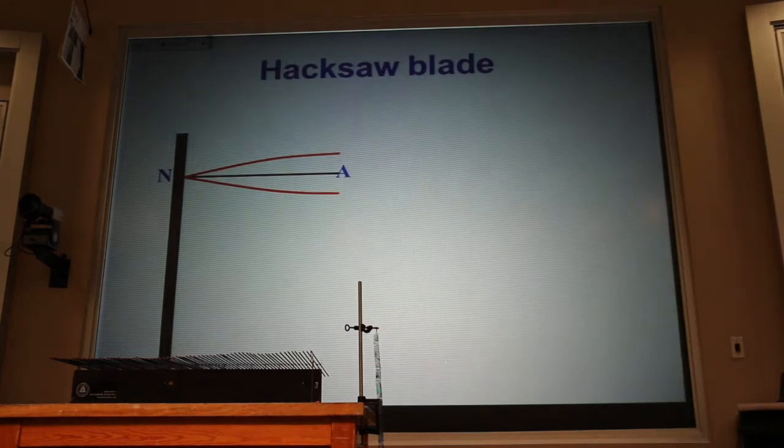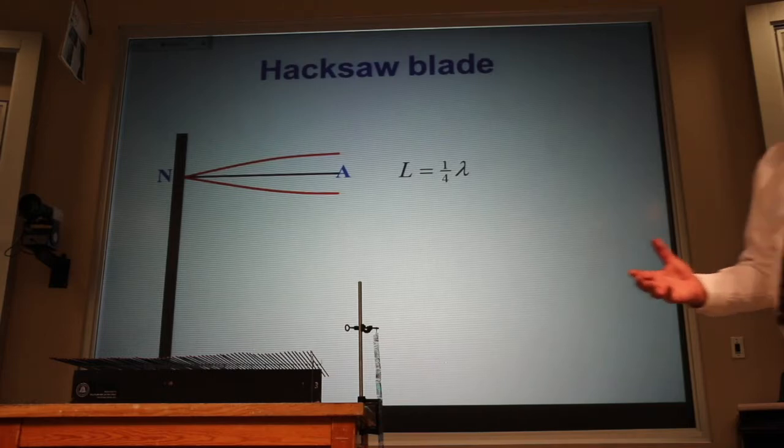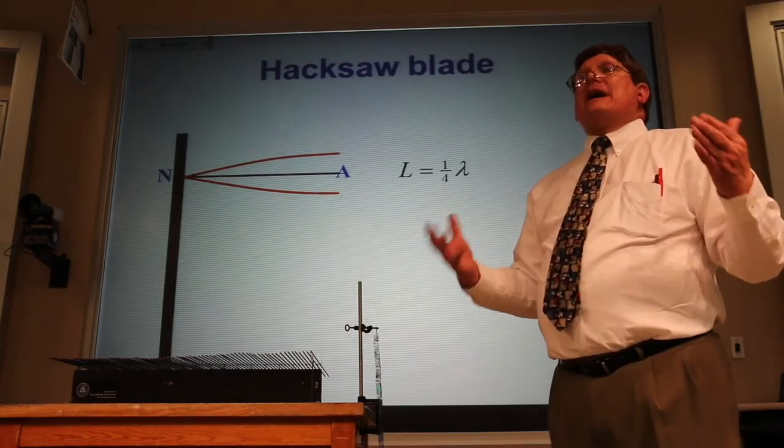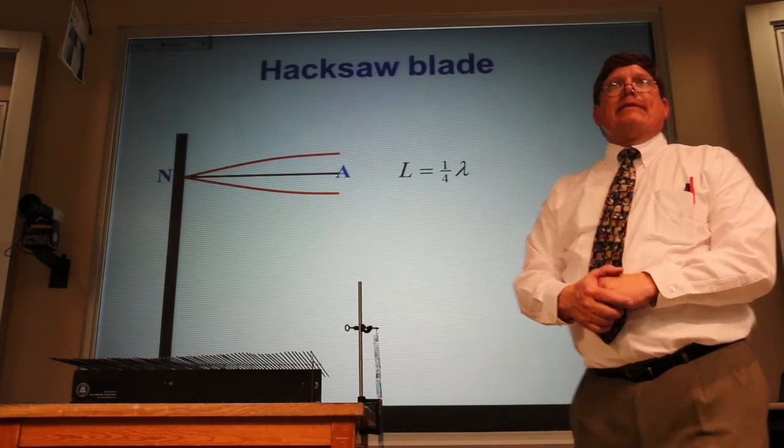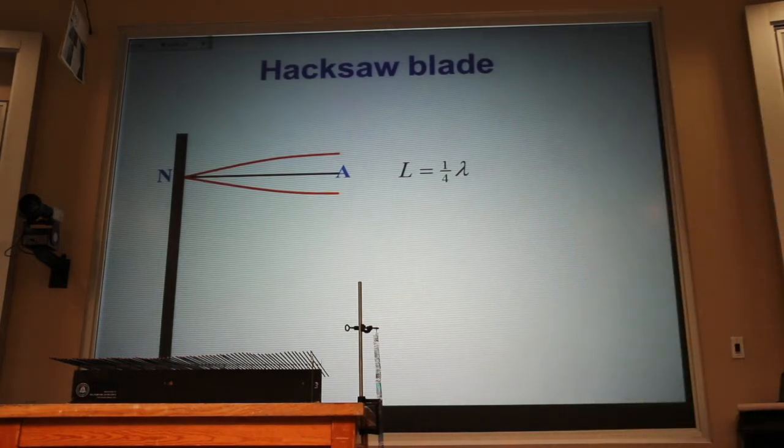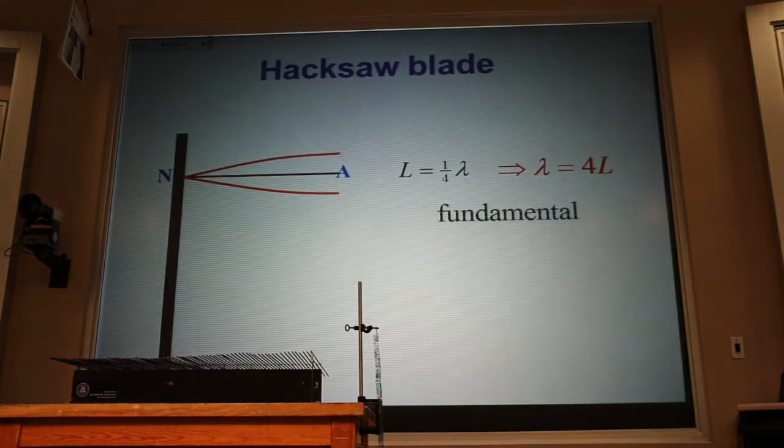Let's look at what happens here. First of all, the fundamental wavelength is not 2L. It's not twice the length of the system. In this case, I've only got half a football. It takes 2 footballs to make a wavelength. I've only got a fourth of a wavelength. That means a wavelength has to be 4L, not 2L, 4L. Now, we still call that the fundamental because it's the lowest frequency that will resonate.